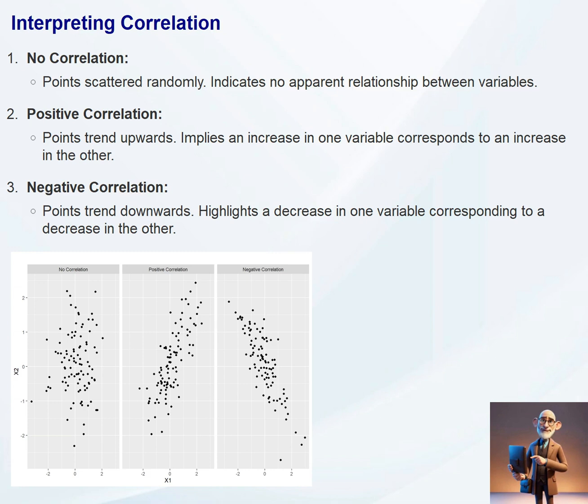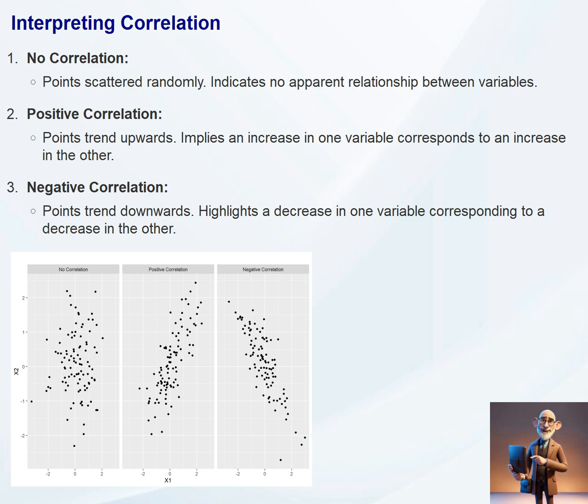Now, let's move forward with a deeper exploration of interpreting correlation. Shall we? The art of interpreting correlation, a crucial skill when working with data. As we explore different scenarios, pay close attention to the patterns in scatter plots and how they reflect the relationship between two variables. In the first scenario, we have no correlation.